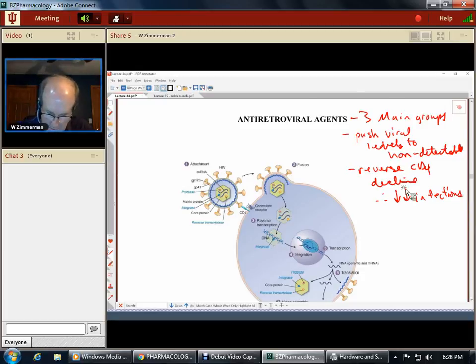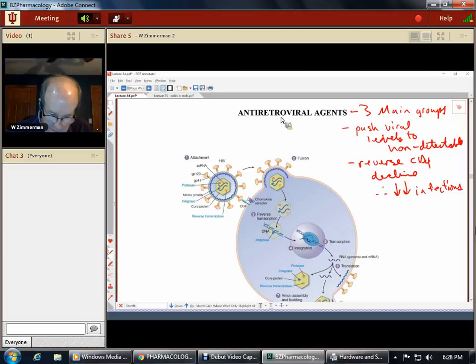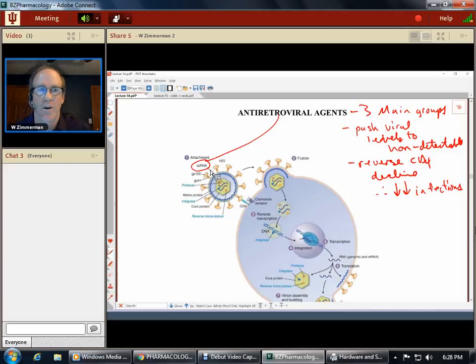Okay, look at this little scheme here. It's a nice little scheme that shows you where all the drugs work. This is a retrovirus, so it's got single-stranded RNA that it's going to use to make DNA with the reverse transcriptase. The GP120 and the GP41 on the virion particle are needed for attachment.